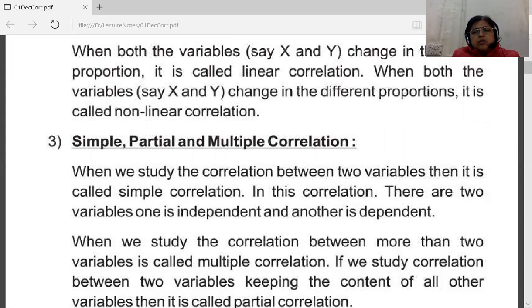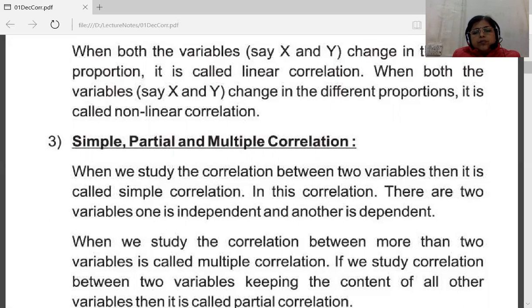Like it depends on the amount of rainfall, it depends upon the productivity or fertility of the soil. It depends upon the kind of fertilizer that we are using, the amount of fertilizer we are using. In this case, there is one dependent variable, that is the amount of agriculture output produced. But there are many variables which are affecting this. This is a case of multiple correlation.